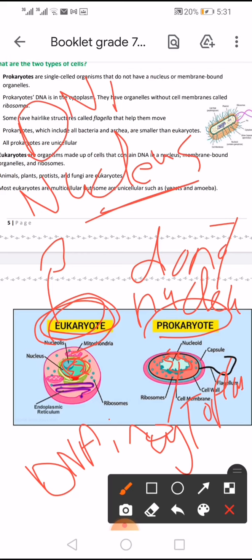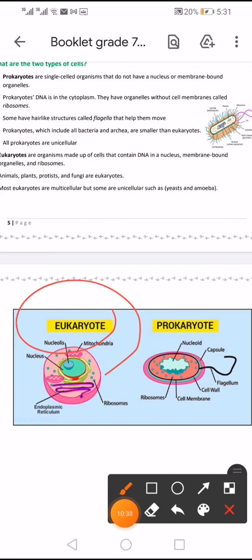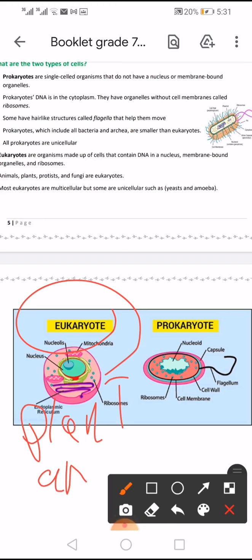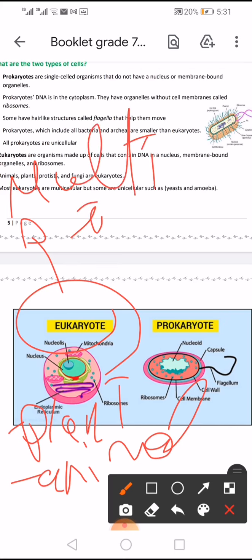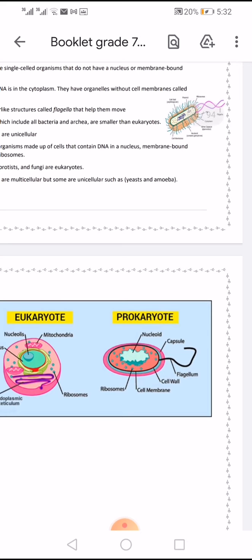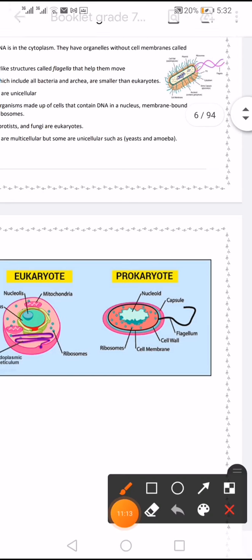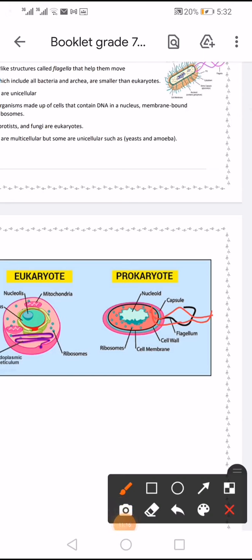So examples of eukaryotes are plants and animals, which are multicellular, made up of more than one cell, and also unicellular ones like yeast and amoeba, while all prokaryotes are unicellular, like bacteria. Prokaryotes also have a hair-like structure called flagella that helps them to move.